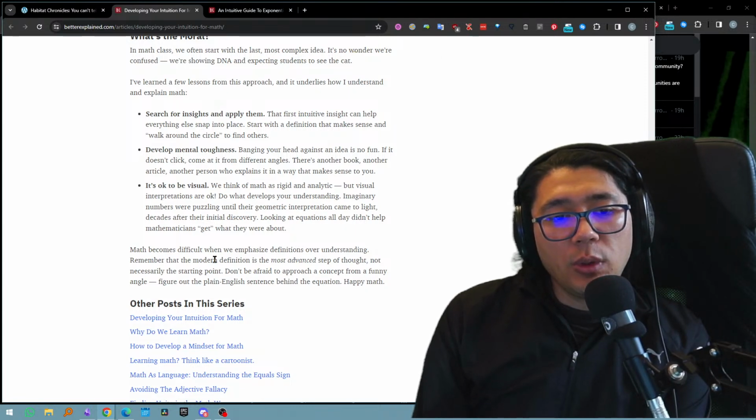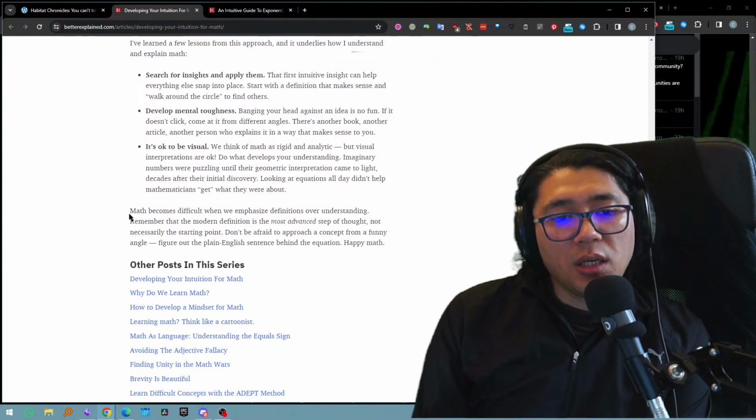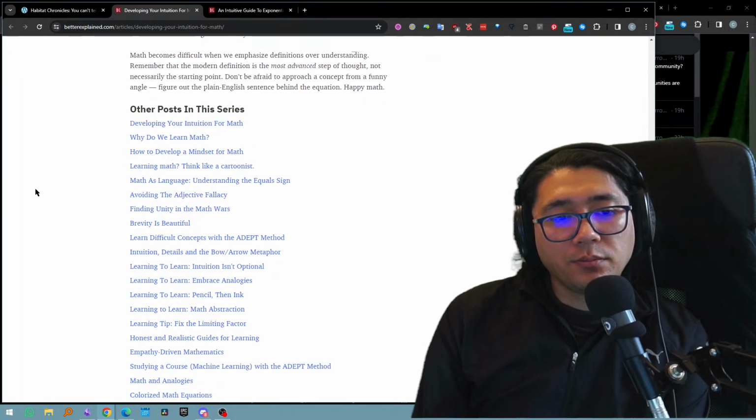Math becomes difficult when we emphasize definitions over understanding. Remember that the modern definition is the most advanced step of thought, not necessarily the starting point. Don't be afraid to approach a concept from a foreign angle. Figure out the plain English sentence behind the equation. Happy math.